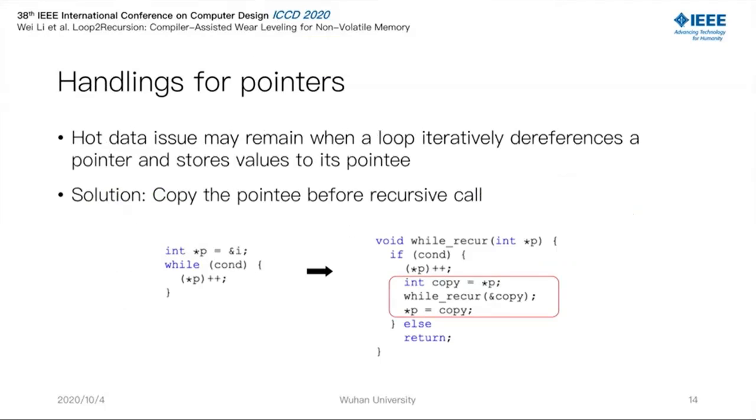To solve this problem, we copy the pointer before the recursive call in the recursive function. As shown in the right code, we'll use a reference to the copied variable as the argument in the recursive call instead of the current pointer. When the call returns, we copy the value back.